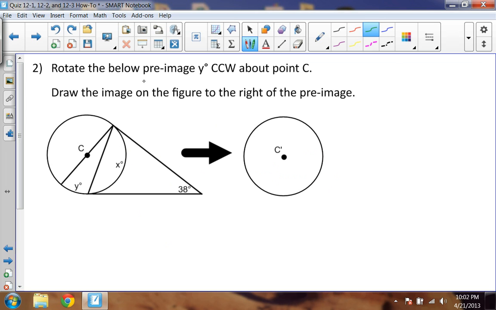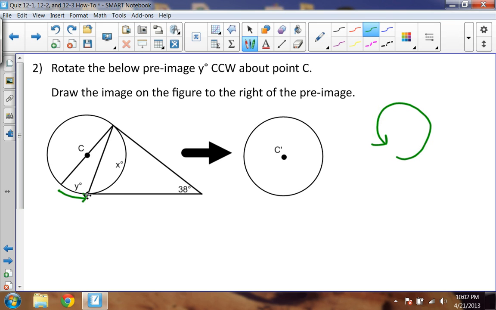Okay, number 2. Rotate the below preimage y degrees counterclockwise about point C. For starters, this is counterclockwise, so hopefully you know that. After that, it doesn't really matter how many degrees it is. Like, this says y, and we're like, well, it's y. That's not what's important. What's important is that you do see how big y is and where y ends up. So hopefully you can notice this much. You're going to rotate your circle that many degrees that way, and everything else out here as well.